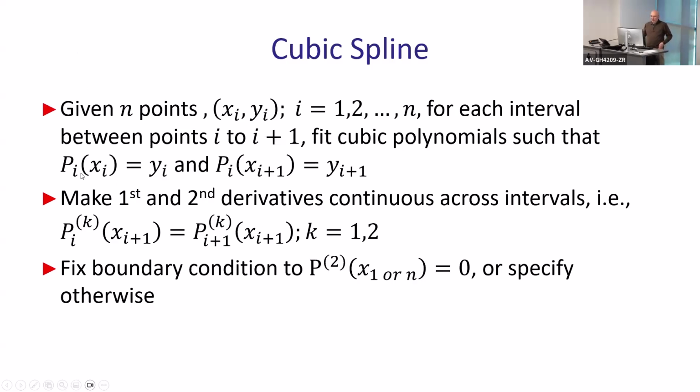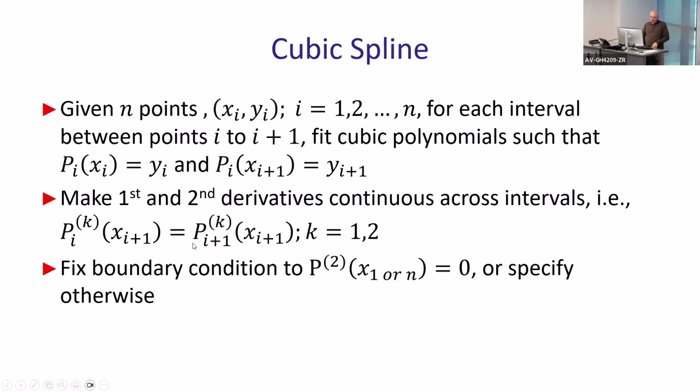That polynomial will be equal to yi at that point. So this polynomial at xi equals yi, and the next polynomial at the next point will equal yi+1. So it will fit the second point. The polynomial should be between the 2 points, so it will fit both of the points. So these are 2 equations that you get.